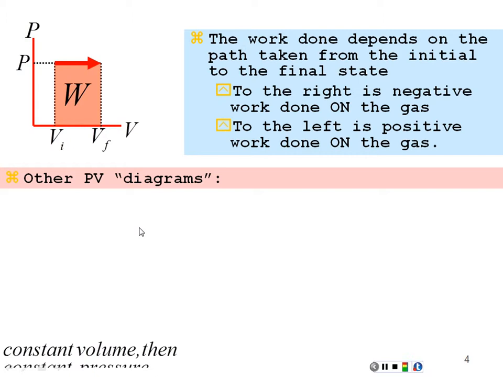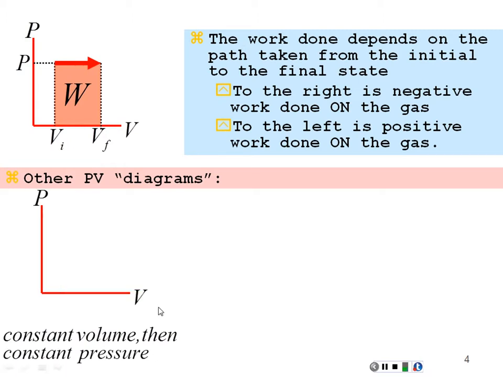Here are some other PV diagrams. Constant volume and then constant pressure. So if I were to, at constant volume, decrease the pressure from some higher value to a lower value, the work in that case actually would be zero. There would be no area underneath that arrow, underneath that graph. But then if I continued at constant pressure, I would change my volume from initial to final. The work would be equal to the area of that rectangle, pressure times the change in volume.